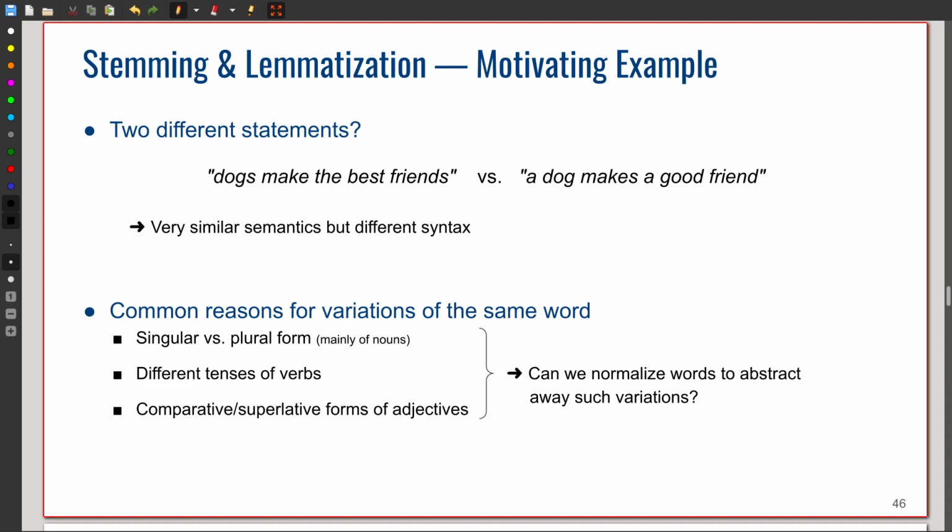And there are common reasons for having variations of the same word. For example, nouns carry information about plurals in English, and we have different tenses of verbs and comparative and superlative forms of adjectives and adverbs. The big question for us is, can we normalize words to abstract away from such variations, such that these two things look more alike, and so their representations can be similar?